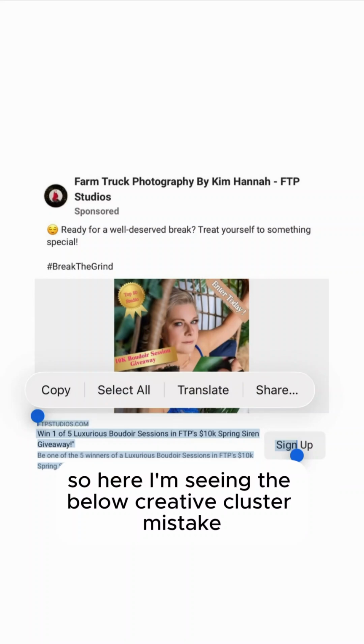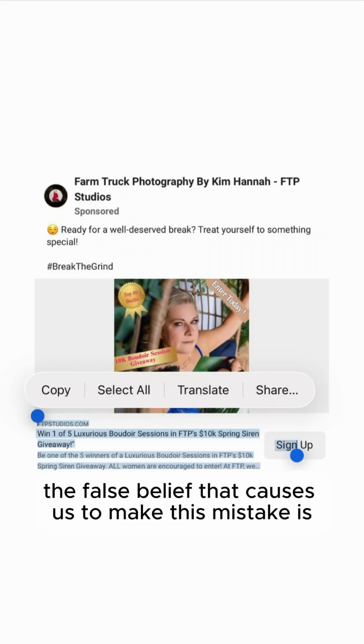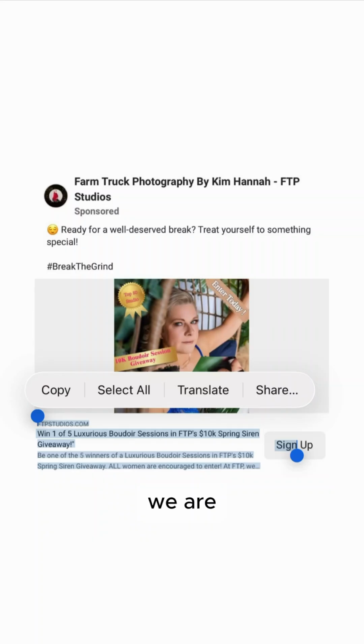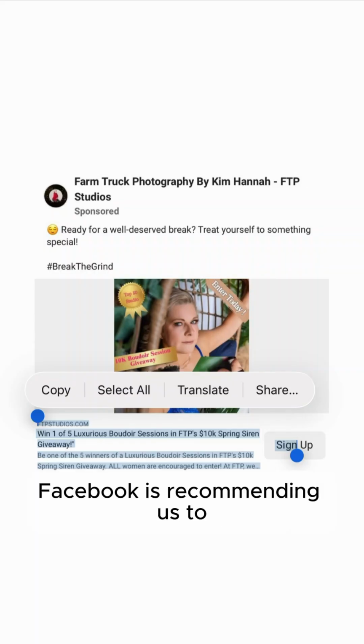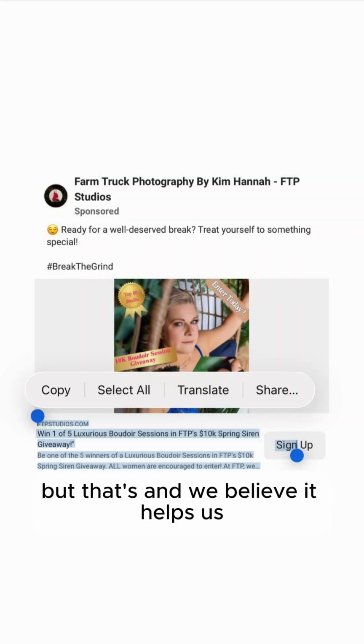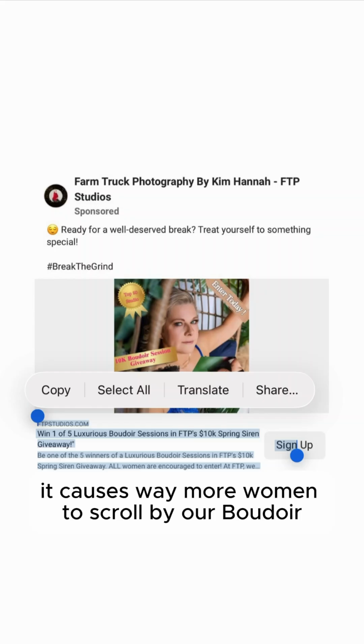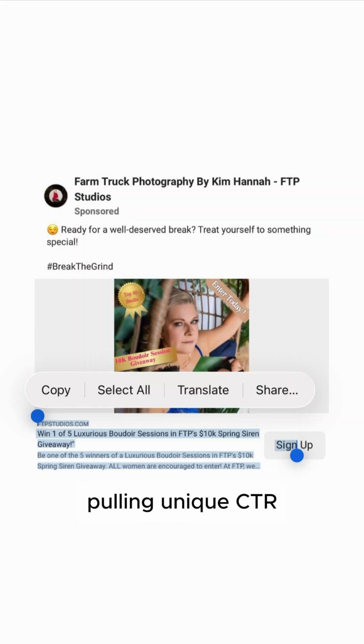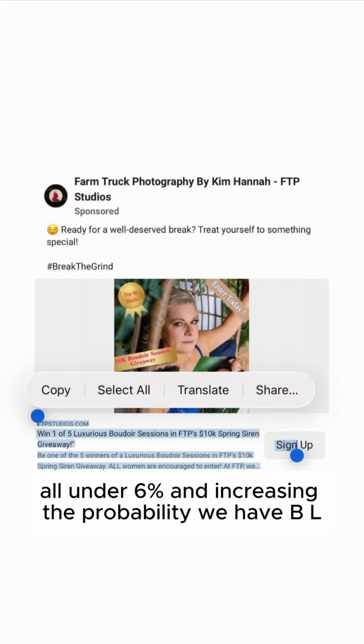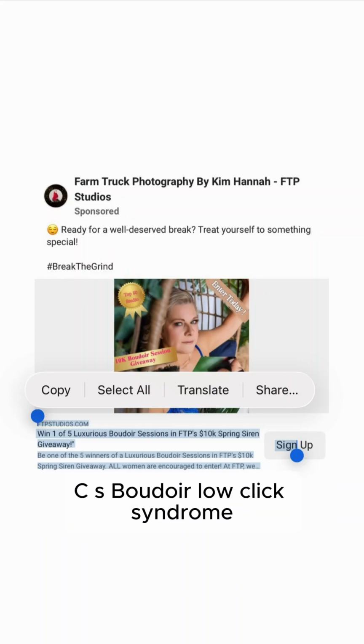So here I'm seeing the below creative cluster mistake. The false belief that caused us to make this mistake is basically that we're following what Facebook is recommending us to fill out when we create our ad. We believe it helps us, but actually it helps Facebook. The reason it doesn't help us is it causes way more women to scroll by our Boudoir Facebook ad than necessary, pulling unique CTRL under 6% and increasing the probability we have BLCS, Boudoir low click syndrome.